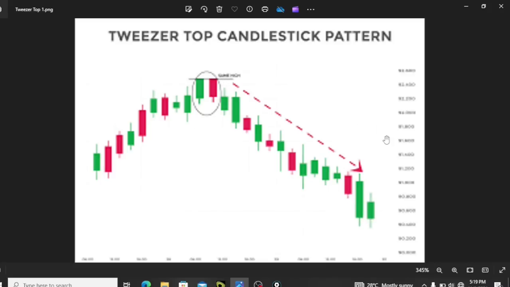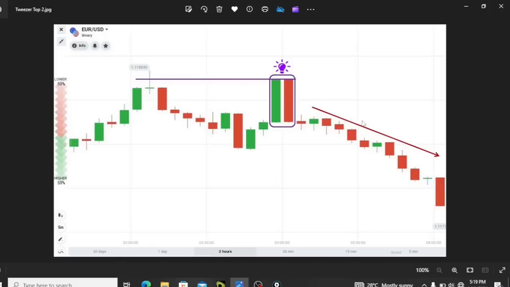Okay, look at this one now. I want to make sure that you'll be able to identify a tweezer top wherever it occurs. Look at this one now, corresponding with a previous resistance at the left-hand side. So this is a very strong tweezer top. The beginning of this move is a bullish candle that is moderately reversed by a bearish pin bar.